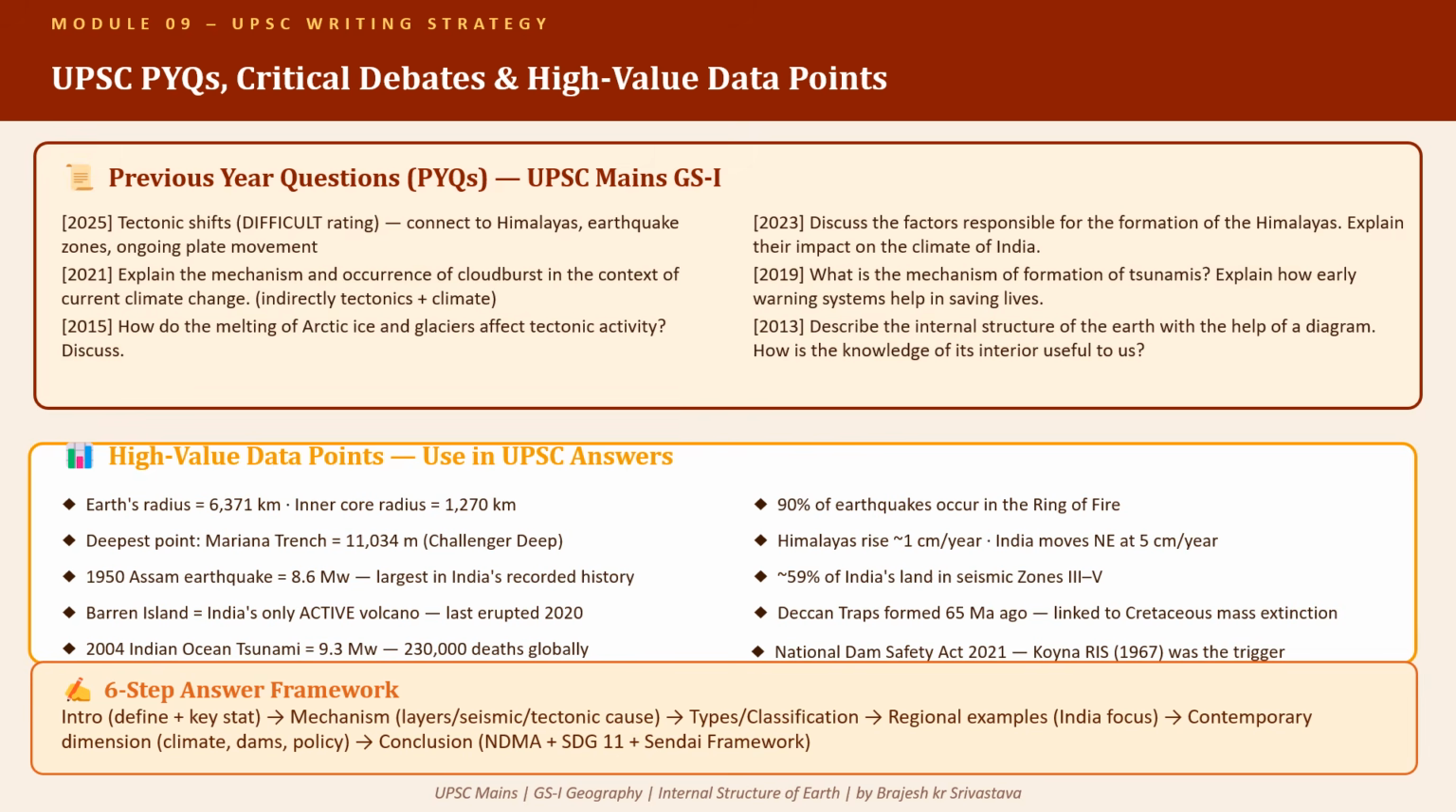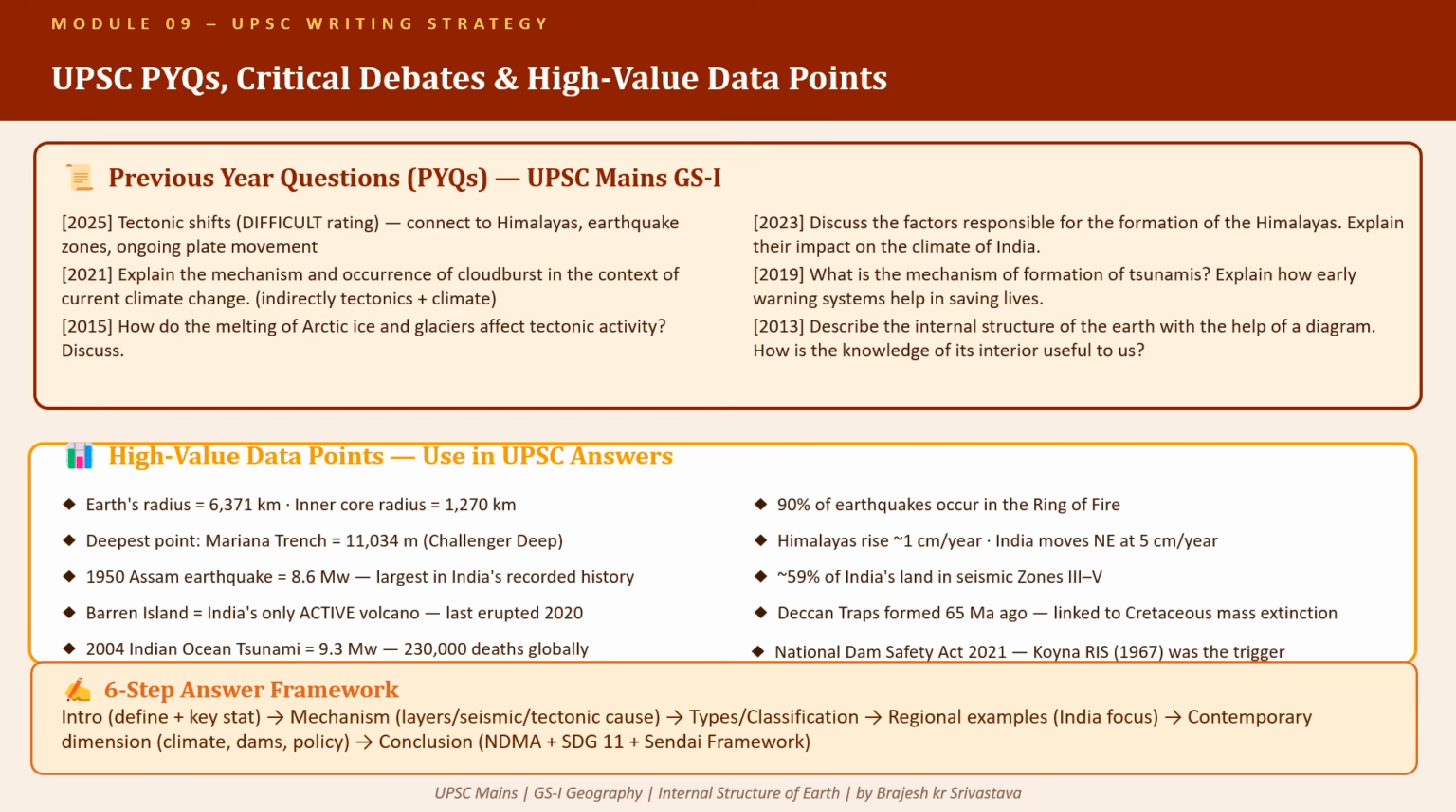1950 Assam earthquake, 8.6 magnitude, largest in India. 59% of India's land in zones 3 to 5. Barren Island last erupted 2020. Deccan traps formed 65 million years ago.